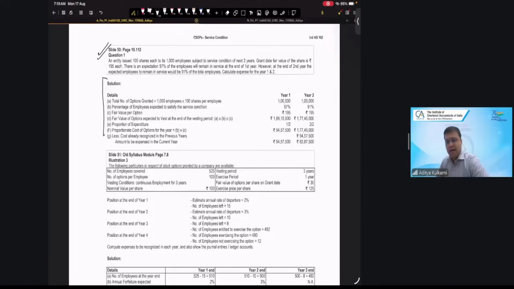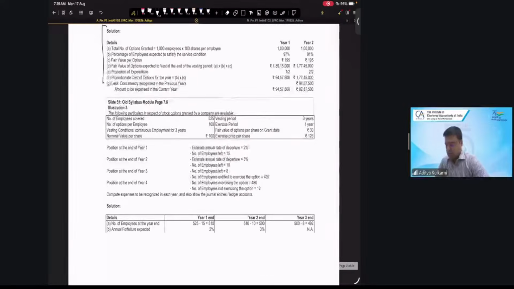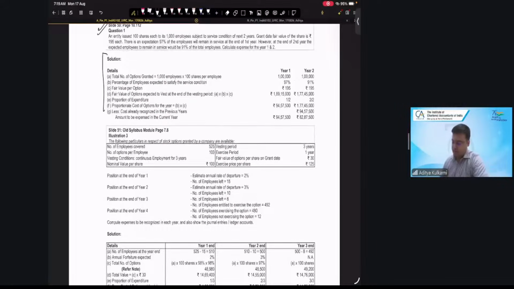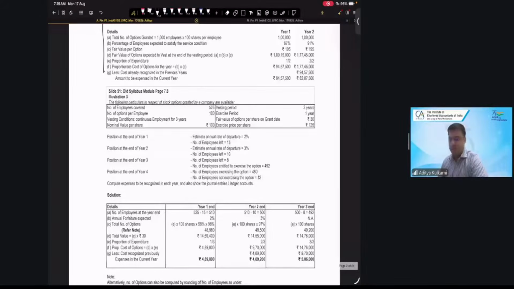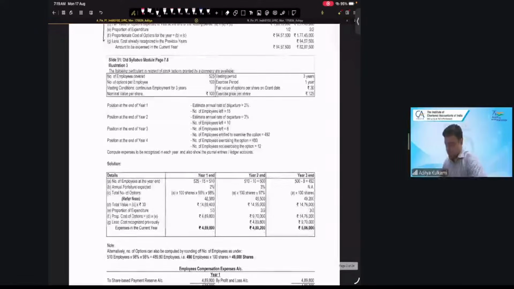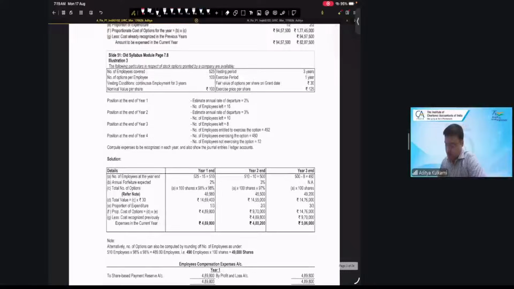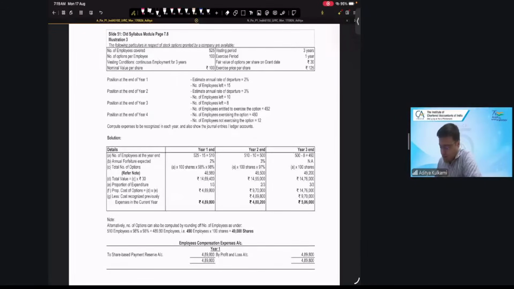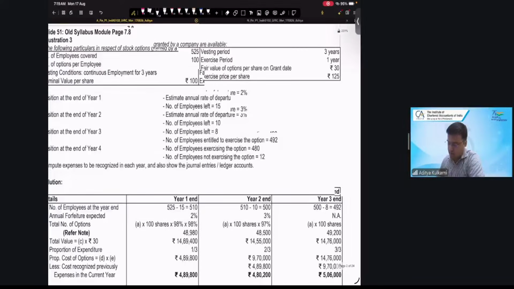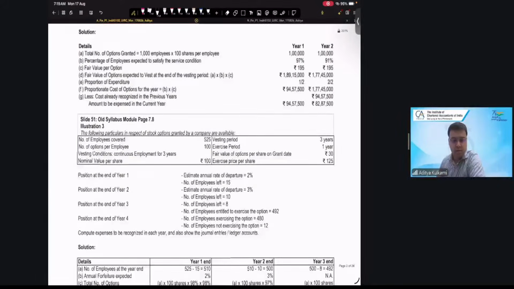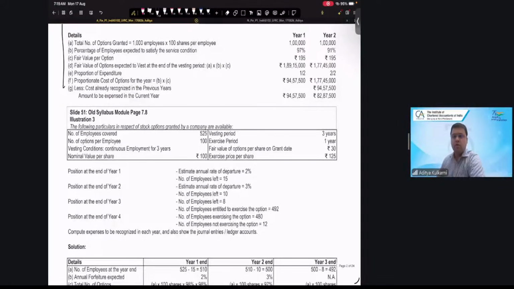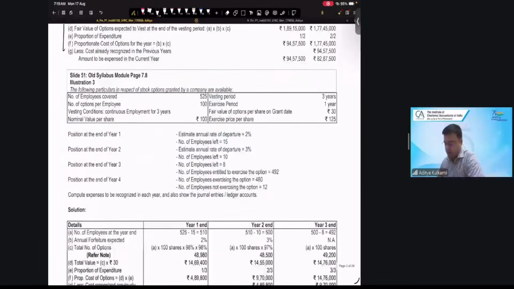Okay. So that is easy enough, I hope. Nothing new. Exactly what we did in the previous question. Okay. Now we move on to the next one. The following particulars in respect of stock options granted by a company are available. Want me to zoom it? Is it visible now, Manish? Yes. Okay, fine. All right.